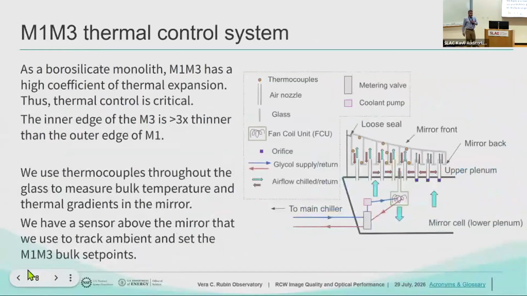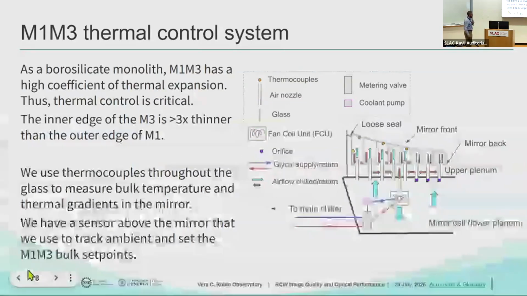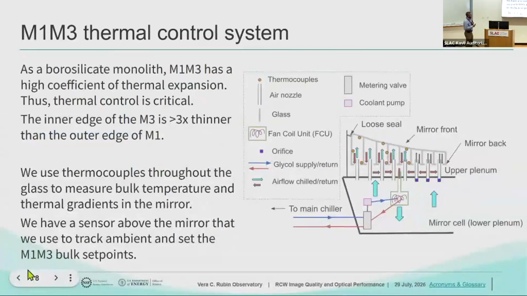And then with 12, it's a little bit more subtle, and at certain relative wind angles, we also see quite a bit of difference in improved donut blur. Going to M1, M3, reminding people we have these fan coil units that pull air from outside out of the mirror, condition it, and then create a positive pressure that pushes air back into each one of the honeycomb cavities inside the mirror. And that is basically how we control the temperature inside the glass.